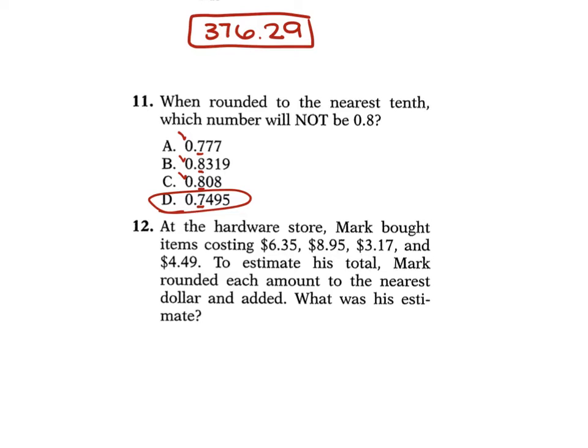For 12, it says, at the hardware store, Mark bought items costing $6.35, $8.95, $3.17, and $4.49. To estimate his total, Mark rounded each number to the nearest dollar, then added. What was his estimate? So the $6.35 is $6. The $8.95 is $9. The 3.17 is just 3. And then the 4.49 is also just 4. So 6 plus 4 is 10, plus 3 is 13, plus 9 is 22.